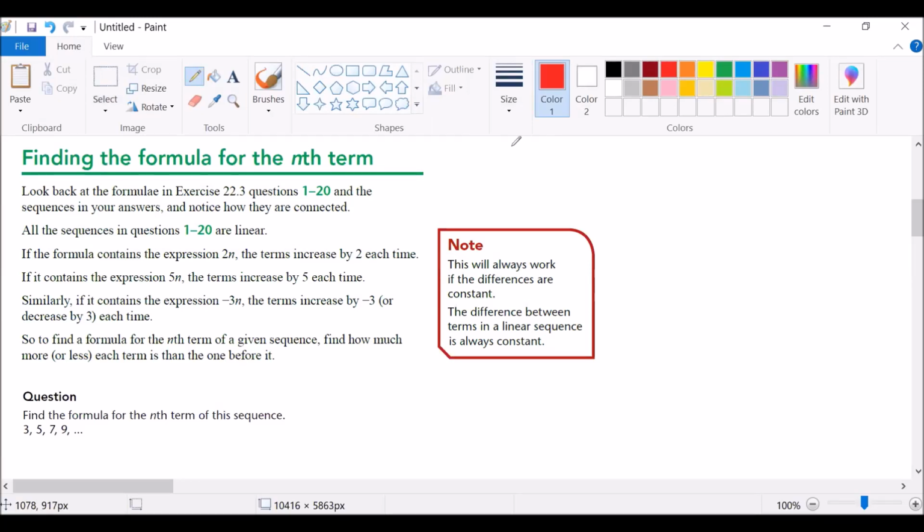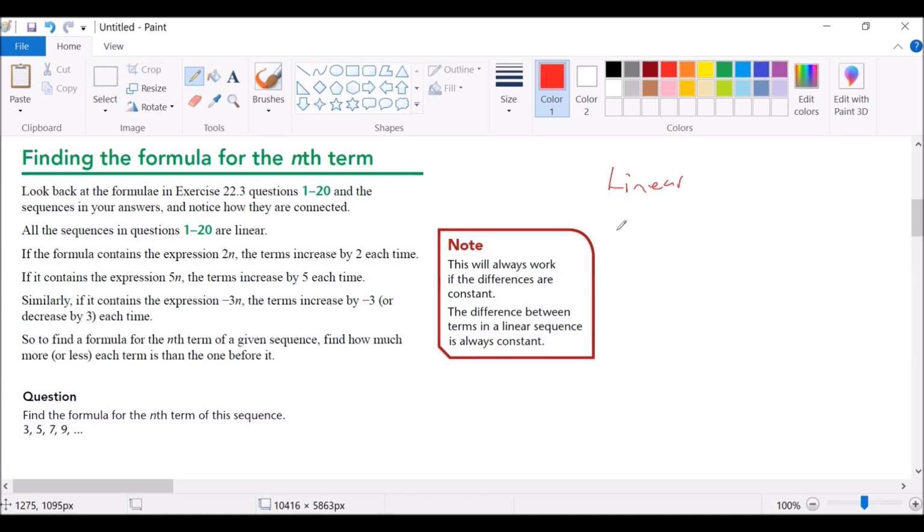We continue with the topic on sequence. This is the second video in a series of 3 videos. Today we are looking at finding the formula for the nth term. So first we are looking at linear sequences where the difference between successive terms is the same.